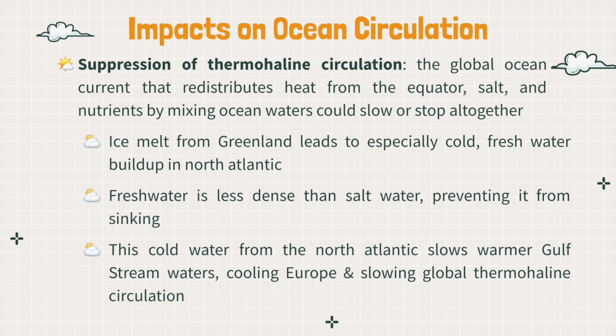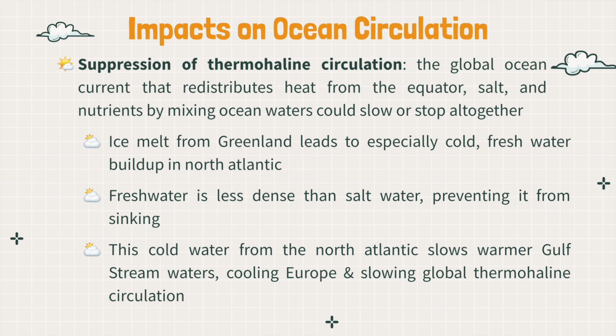So this is the global ocean current that redistributes heat from the equator, as well as salt and nutrients, and mixes ocean water. This could end up slowing or stopping altogether. Ice melt from Greenland leads to especially cold freshwater buildup in the North Atlantic. Freshwater is less dense than salt water, preventing it from sinking. And this cold water from the North Atlantic slows warmer Gulf Stream waters, which cools Europe and slows global thermohaline circulation.